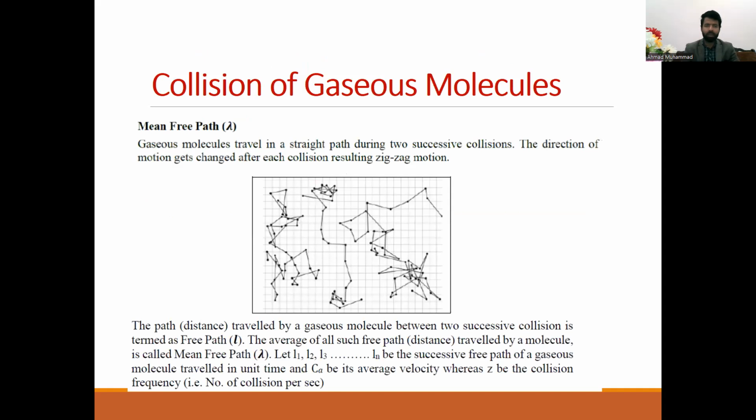Mean free path: when a gaseous molecule travels in a straight line during successive collisions, the direction of motion changes after each collision, resulting in zigzag motion. You can see in the picture, after collision the molecule travels some distance, which is denoted by L1, L2, and L3. After the collision, they change their direction by zigzag motion, and for each collision they need to travel some distance. So we denote these distances L1, L2, L3 up to Ln.